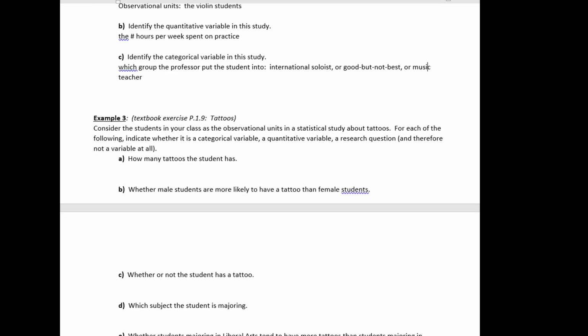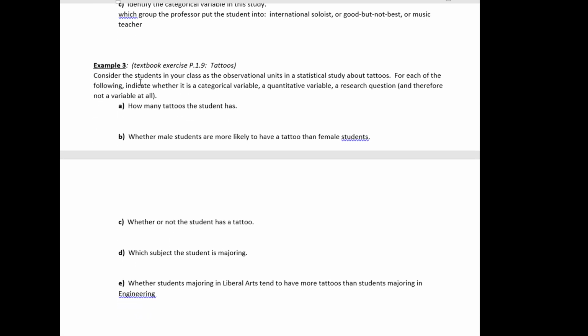Example 3. Again, from your textbook on tattoos, this problem. Consider the students in your class as observational units in a statistical study about tattoos. Indicate whether it's a categorical variable or a quantitative variable or a research question.